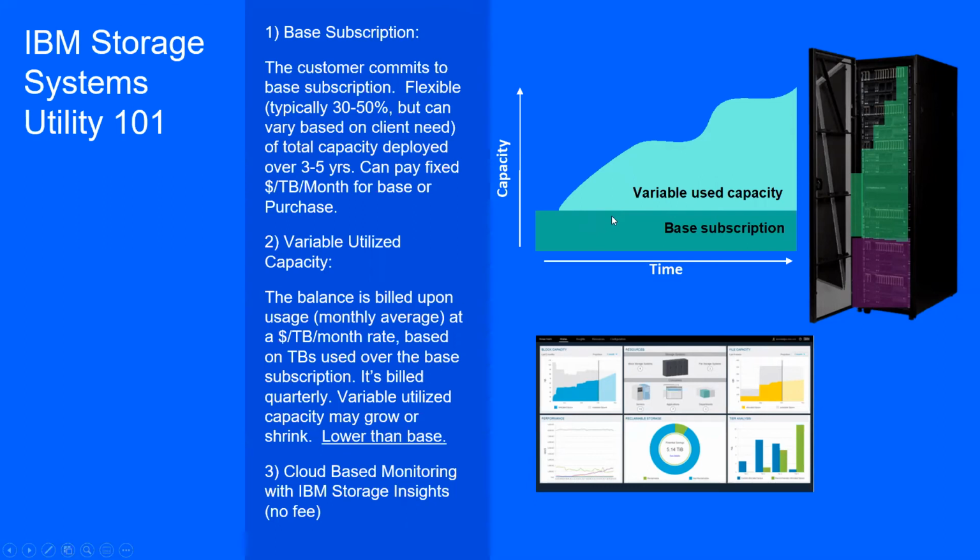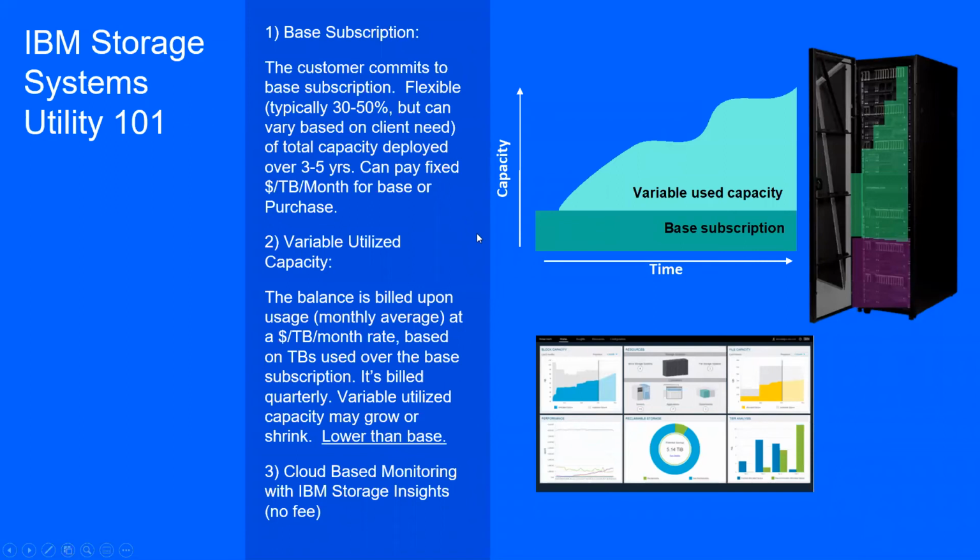And then when that happens, it is calculated on a monthly basis, the average consumption of the variable capacity. And the customer will get another bill, but on a quarterly basis for the variable capacity. So it's calculated monthly, but they're only billed 4 times a year for the variable piece. Okay, so there's 2 components, 2 bills that are involved in here.